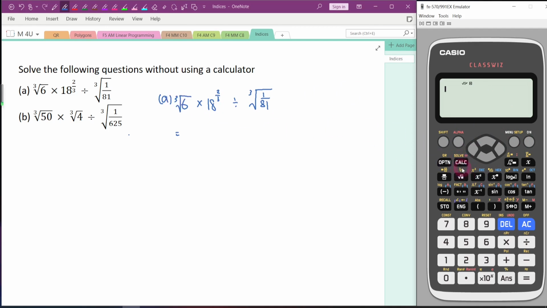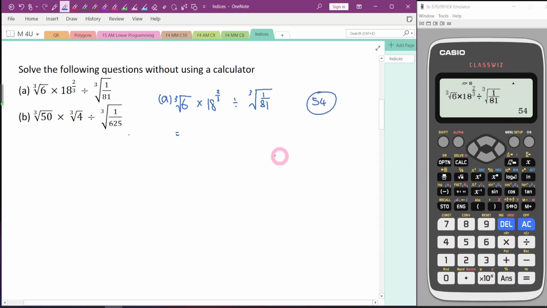Cube root, printed in yellow color. Press shift first. Okay, 6. Then times 18 raised to the power of 2 over 3. And then divided by cube root again, 1 over 81. Okay, so we know that our answer should be 54.